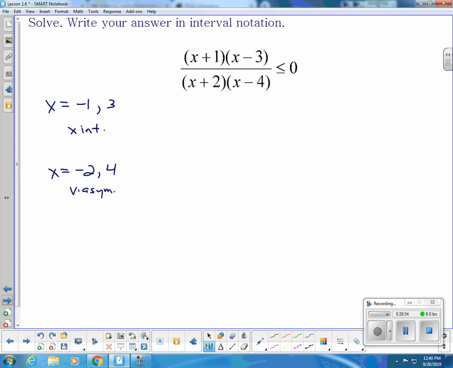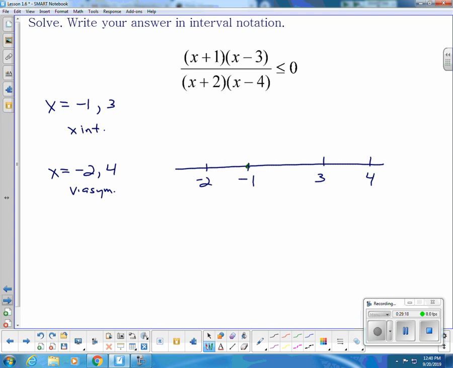You still have to test the points, because have you seen graphs where you have an asymptote up here, and then all of a sudden it jumps down below? You still have to test those, whether they're positive or negative. Okay? So we're still going to test them, but when I put my numbers on the number line, I've got negative 2, negative 1, 3, and 4. And guys, these don't have to be spread out on a perfect number line. Just put them in order.